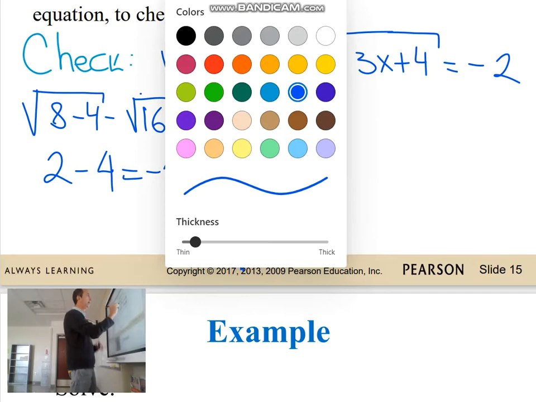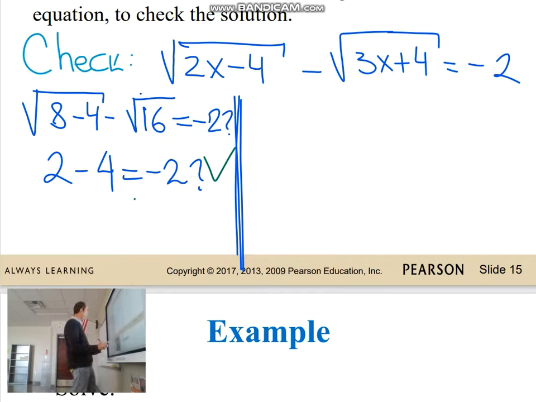That means x equals 4 is a possible solution. We can confirm, yes, it is a solution. x equals 4 is a solution because it produces a true statement when we apply it to the original equation. This is the original equation, right?